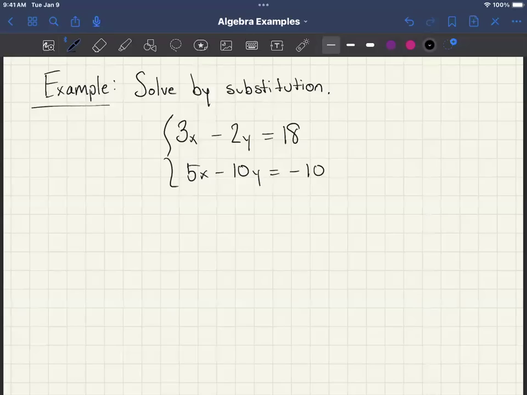Need practice solving systems of equations through substitution? Let's try out something together.